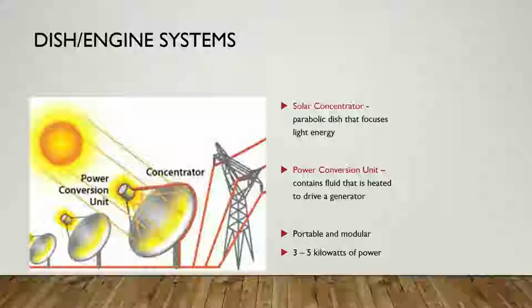Dish engine systems consist of a solar concentrator and a power conversion unit. The solar concentrator is a parabolic dish that focuses light energy to the power conversion unit. The power conversion unit contains fluids that are heated to drive a generator. These are designed to be portable and modular, and they produce between 3 to 5 kilowatts of power.